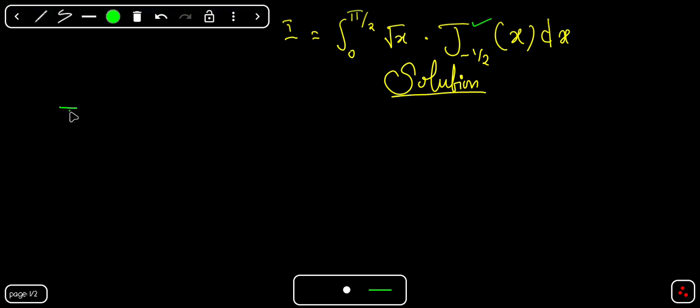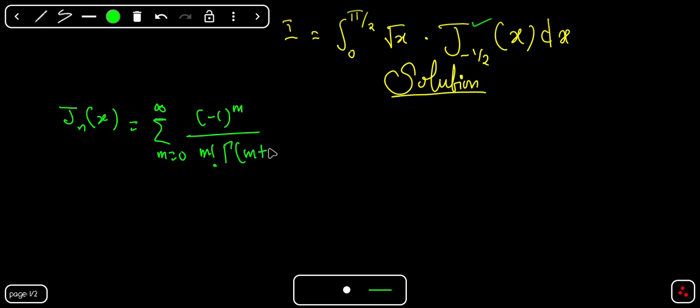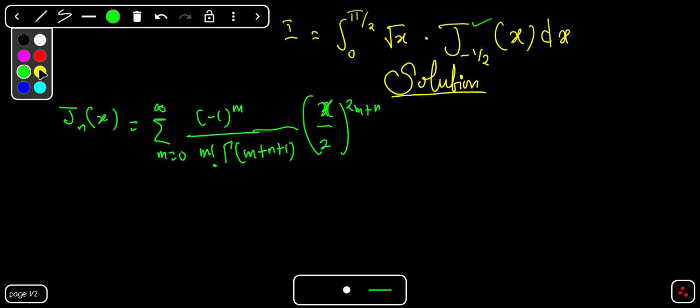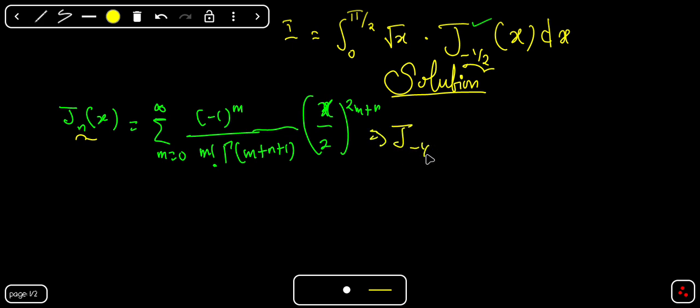So if you have the Bessel function of order n of x, this will be equal to the summation of m from 0 to infinity of minus 1 raised to the power of m, over m factorial, multiplied by gamma of m plus n plus 1, then everything multiplied by x over 2 raised to the power of 2m plus n. So that is the Bessel function of order n. But in this case, we have a value for n, which is negative half. So we can write this as J of negative half of x.